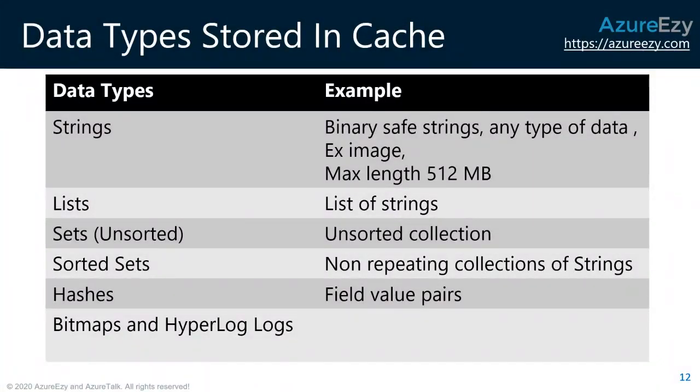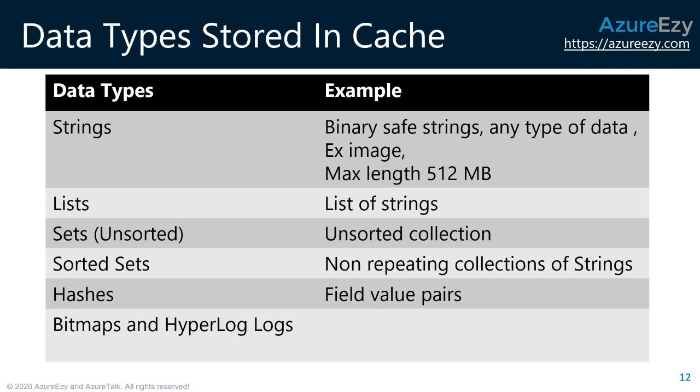Now, what data types does Azure Cache for Redis support? Being a developer, I hope you are very familiar with these terms: what is a string, what is a list, and so on. Azure Cache for Redis supports strings. When we say string, it's a binary-safe string, so any type of data, like an image, JPEG file, PNG file, or anything. But yes, the maximum length should be 512 MB.